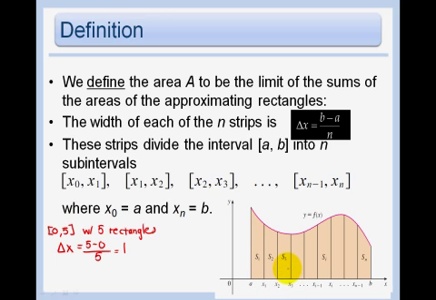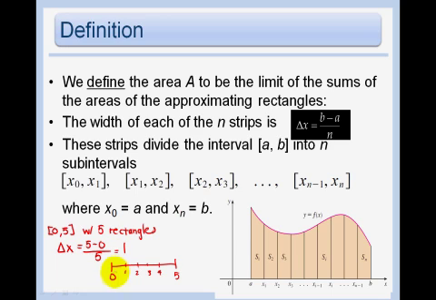Something that I really like to do, I'm absolutely in love with my number line. When I look at these things and I want to determine if I'm using left endpoints and right endpoints, I don't like to draw the whole figure out. Sometimes I don't really know what the curve looks like. And so what I do is I say, all right, well, I'm going from 0 to 5. Okay, I want to make 5 different rectangles. So here's 1 rectangle, 2, 3, 4, 5 rectangles, right? Each of these, of course, the width is 1, so that's the delta x that we saw there.